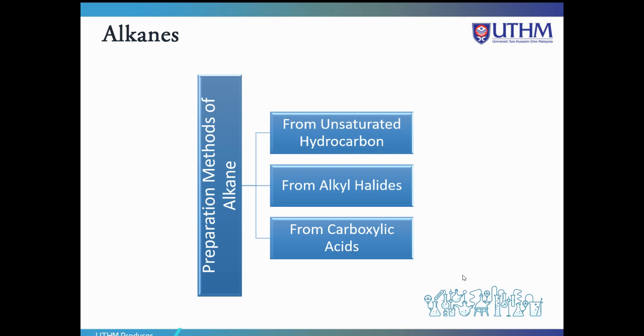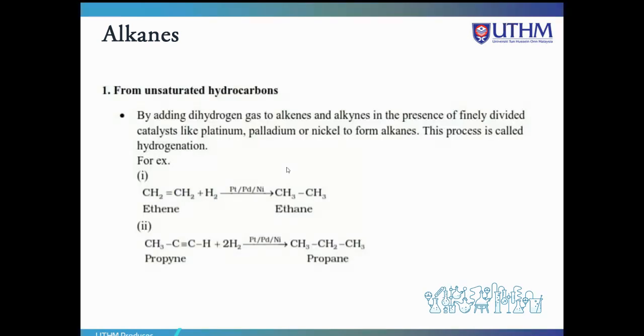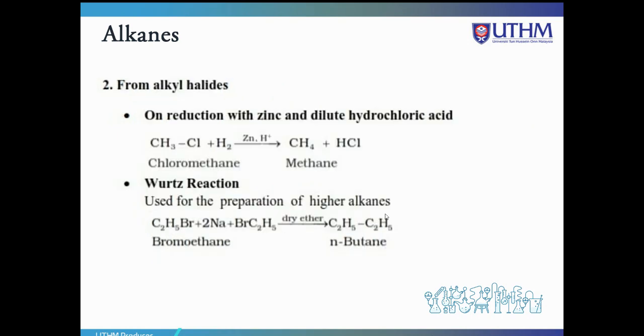So alkane is the first group of hydrocarbon. Alkane can be prepared from unsaturated hydrocarbon, from alkyl halide, and it also can be synthesized from carboxylic acid. The first method of producing alkane is from unsaturated hydrocarbon, by adding dihydrogen gas to alkene and alkyne in the presence of finely divided catalysts like platinum, palladium, or nickel to form alkane. This process is called hydrogenation.